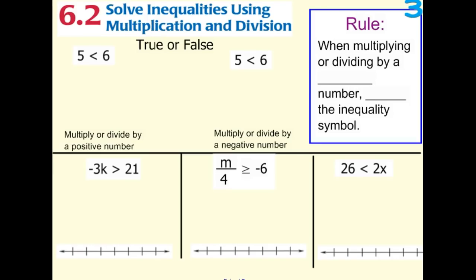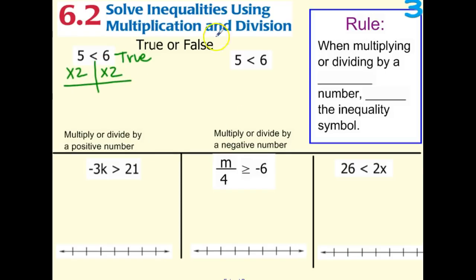Alright, so next we're going to do the same thing but with multiplication and division. So to get us ready for multiplication and division, we have one rule that we need to discover. So here I'm just giving you an inequality. 5 is less than 6, which is true. Right now, I'm going to just write true because it's true. But now we need to multiply or divide by a positive number. So I'm just going to say, hey, I'm going to multiply by 2 on both sides.